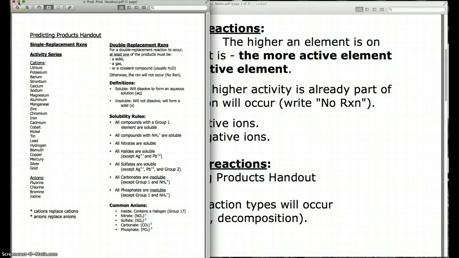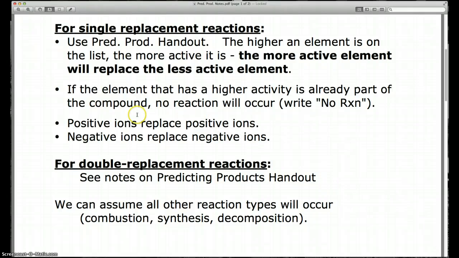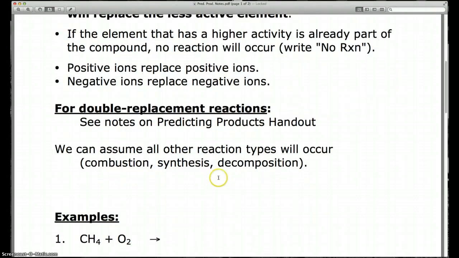So what we have to do whenever we have a single replacement reaction is we check that list and we see if the reaction will happen. So if the element that has a higher activity, that's higher on the list, is already part of the compound, no reaction will occur. If the one that's alone is higher on the list, it will cut in and kick the other one out. So let's go back to that example.